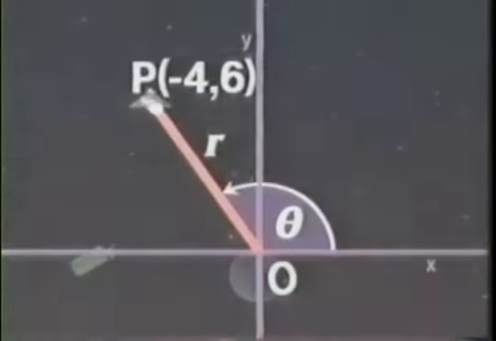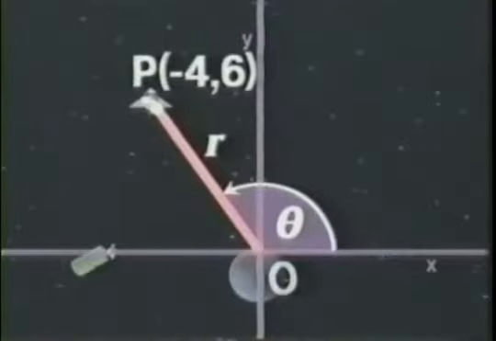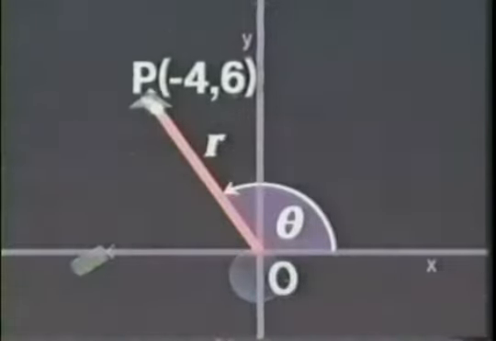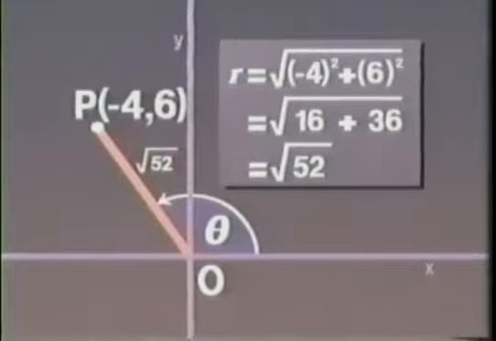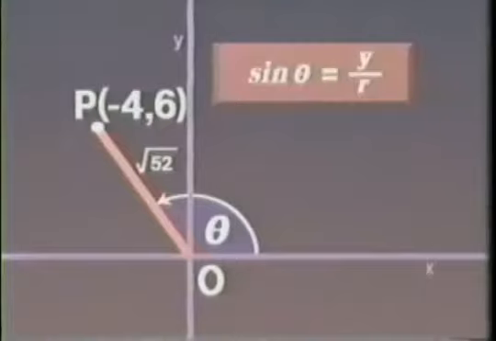If we examine probe 1's position on the Cartesian plane, we find that it's sitting at point (-4, 6) in quadrant 2. Let's use probe 1's dilemma to demonstrate that calculators simply cannot cope with every situation. First, we calculate r using the Pythagorean theorem. We know the sine of theta is y divided by r, or 6 divided by root 52.